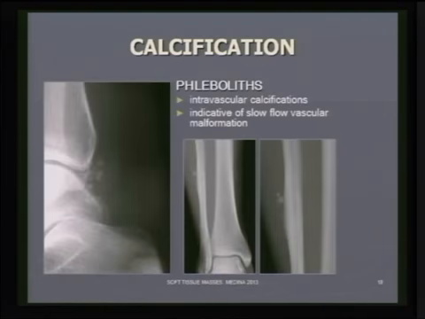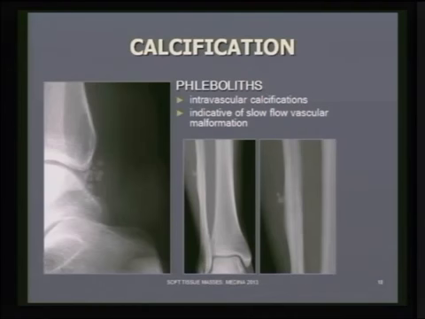So here we see the classical examples of phleboliths, just like we see them very commonly on pelvic radiographs. They're well-defined, rounded structures, sometimes with a slightly radiolucent center. And we have two cases here. On your right-hand side, a lateral radiograph of the posterior aspect of the ankle, demonstrating very extensive phleboliths, and also extending out here into Kager's fat pad and indicating the presence of a fairly extensive slow-flow vascular malformation.